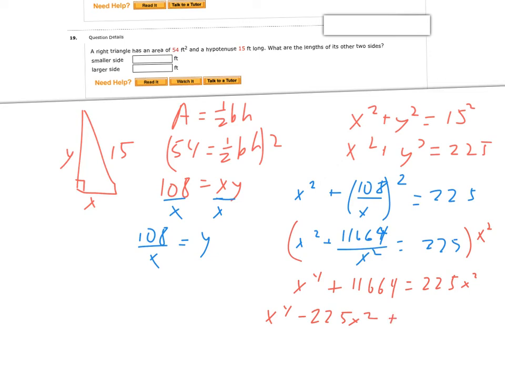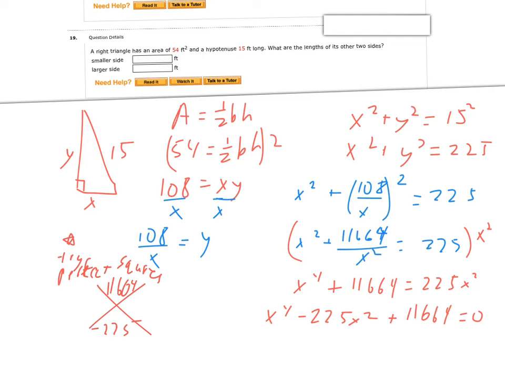So I'm going to get one side to 0 and factor, like so. Okay. So I'm going to try to factor this. So I'm going to think of two numbers that multiply to 11664 and add to negative 225. Now those are huge numbers here, but whenever this is a fourth power, it's kind of a trick here to try out perfect squares. We're going to see why by the end of the problem, but try out some perfect squares.